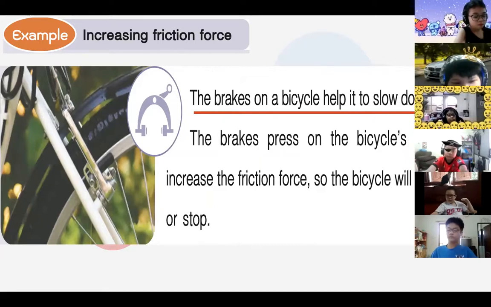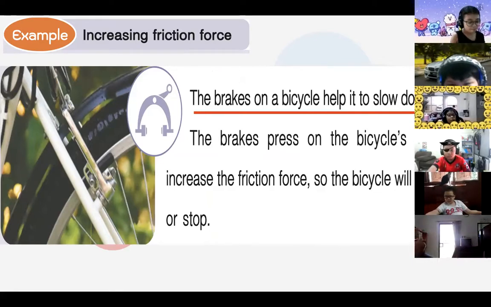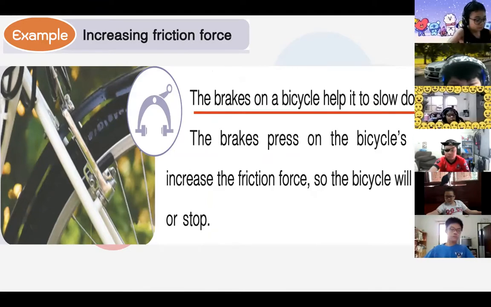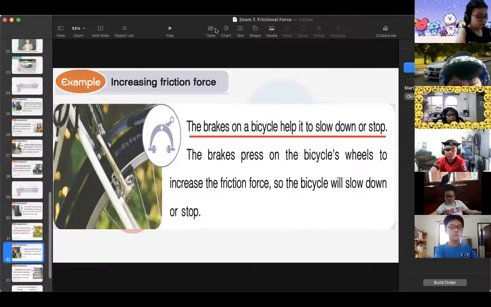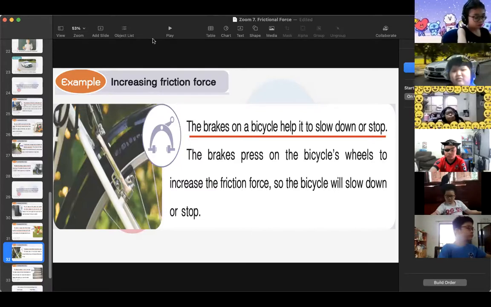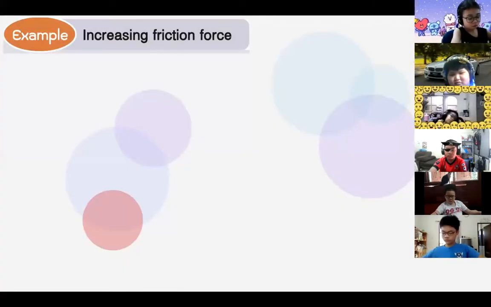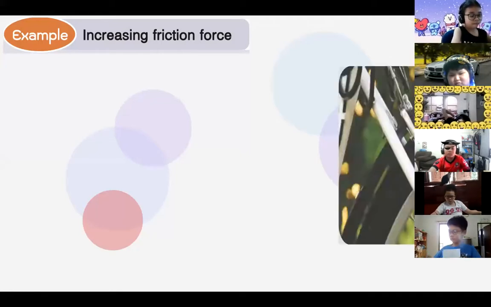The next one, we have bicycle brakes. These are in between the metal part on the wheel. It's a brake pad. It should be rubber to stop the bicycle from moving.